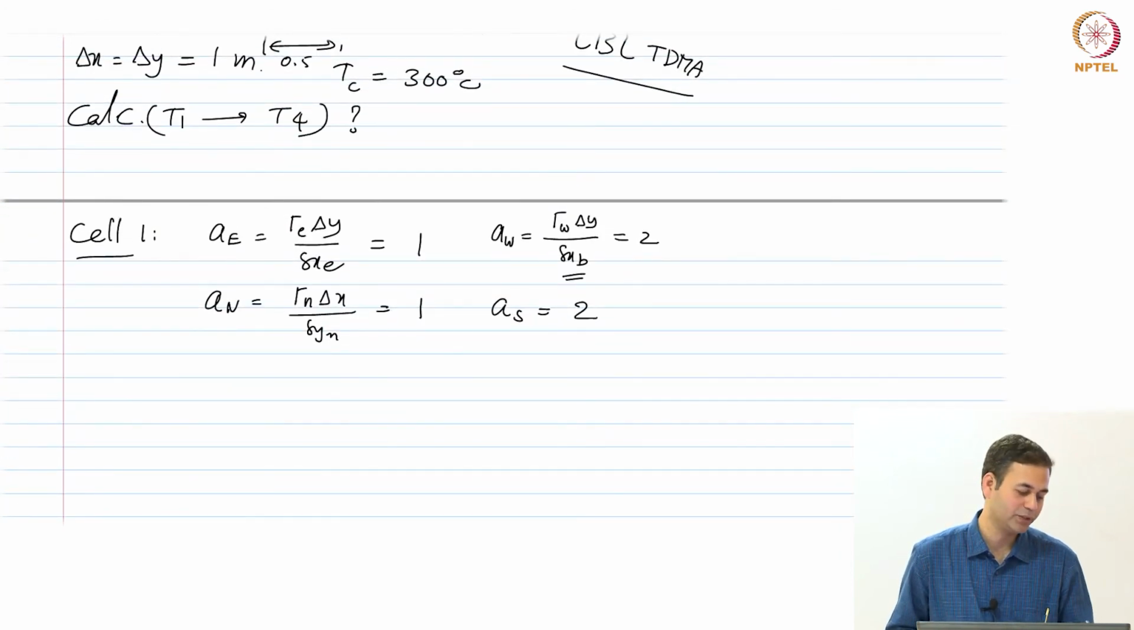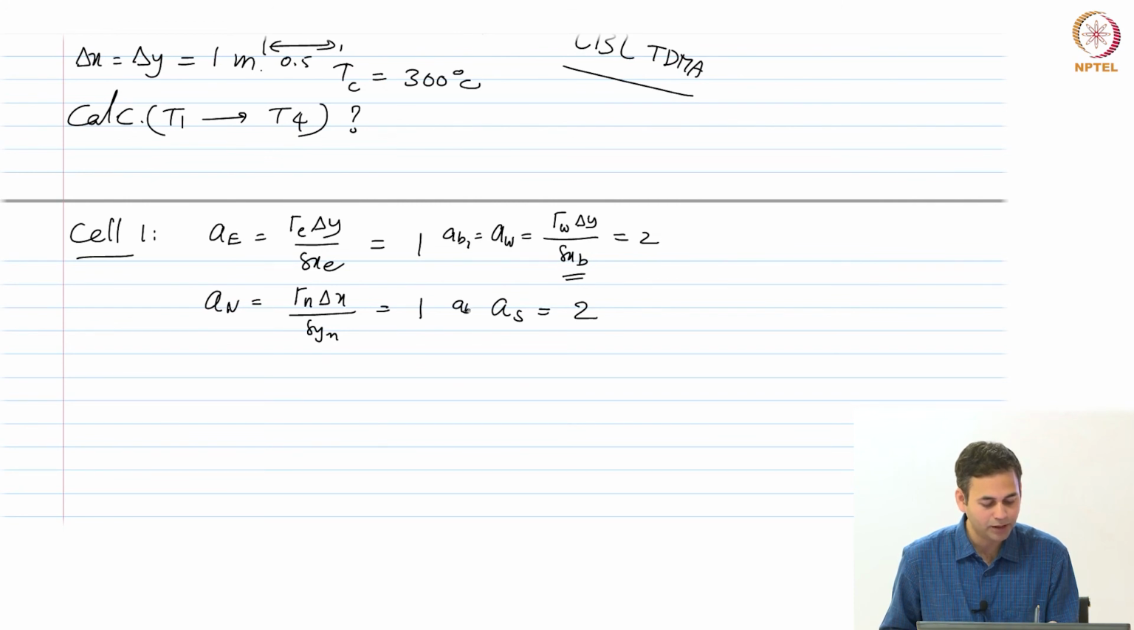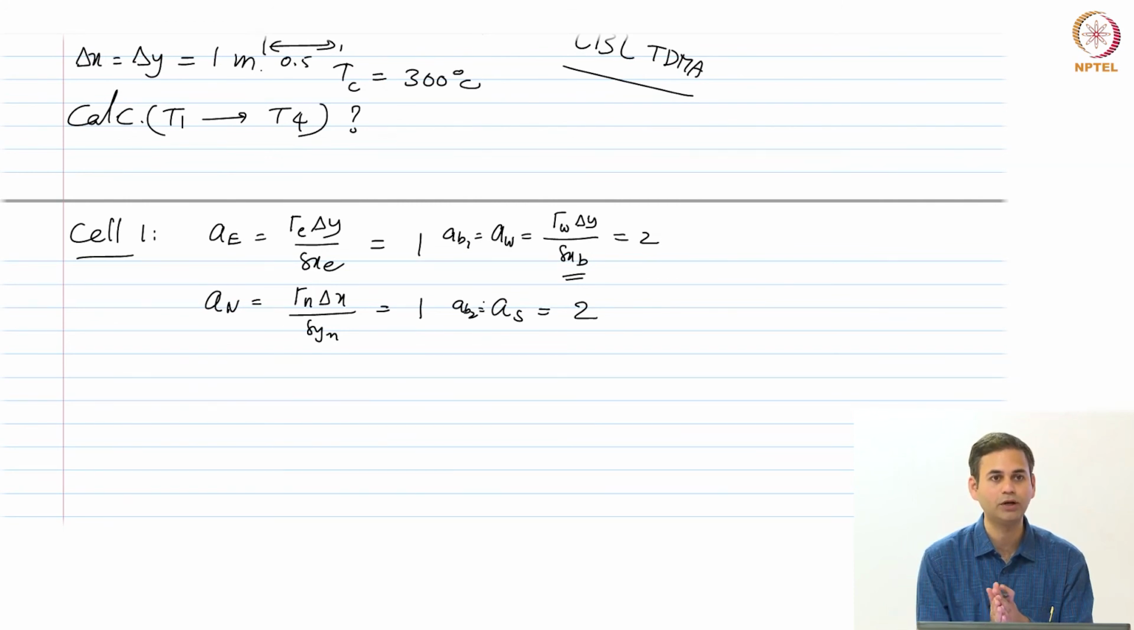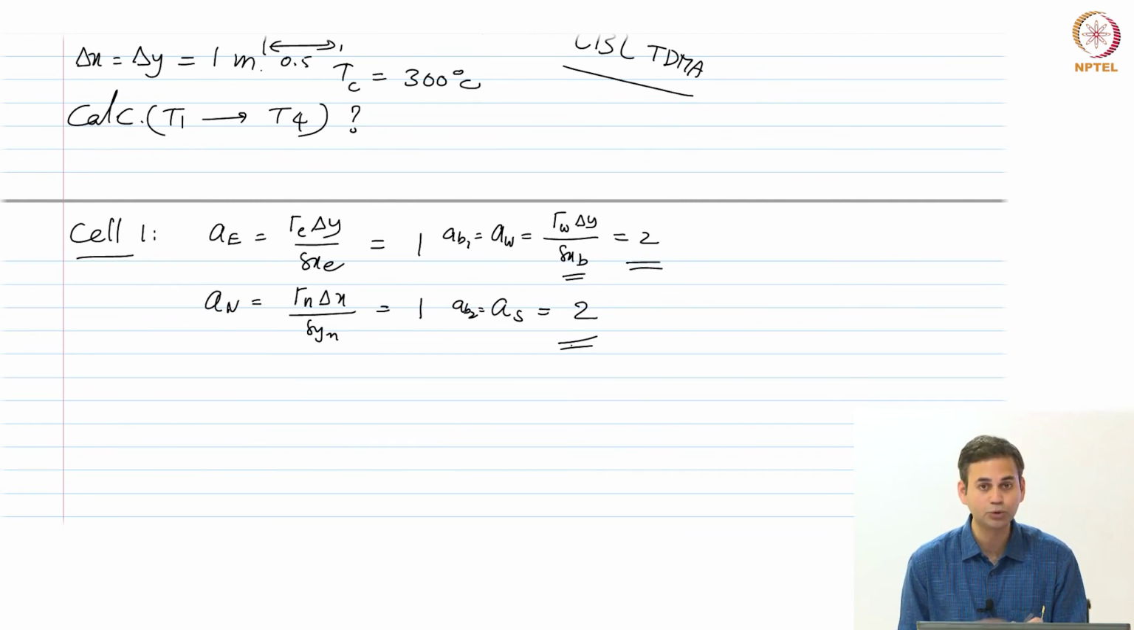Now, what will be the final equation? AP will have contributions from A east, A west, A north, and A south. A west and A south are kind of boundaries, right. So this is actually AB1 and this is some kind of AB2. These are two boundaries, one west and one south. So these coefficients will go into two places. One is the contribution to AP, the other is when they are multiplied with the corresponding temperature, that will go as a B term, source term, on the right hand side.